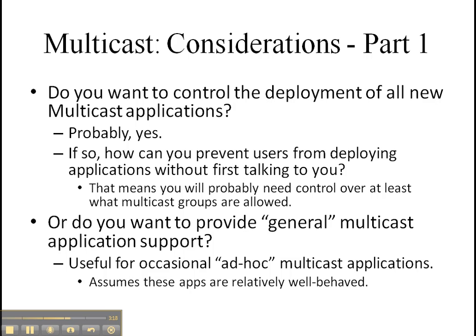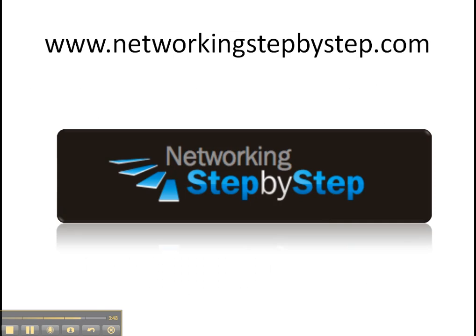Maybe you don't want the guy to deploy Norton Ghost without talking with you, or do you want to provide at least some measure of general available ad hoc multicast support for users to bring up applications on an ad hoc basis? Of course, at that point, you are kind of trusting that these ad hoc applications are benign and have no problems running in your network. So you have to weigh these things and decide what you're going to do. These are just a few things to consider before deploying an IP multicast network.